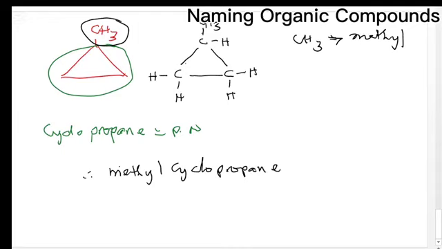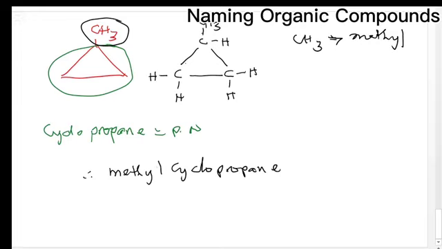Now you do not necessarily need to put the number, and if you want to put a number you can, because this is the only methyl that is there. So that's why I just decided to write it as methyl cyclopropane. But if you write it as 1-methyl cyclopropane, you are still correct.